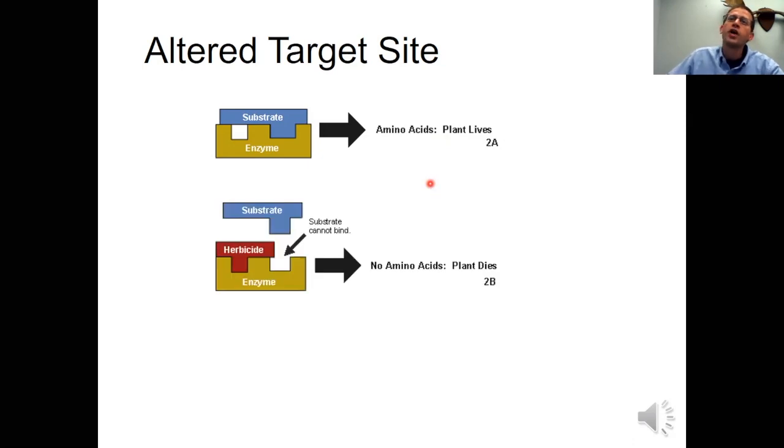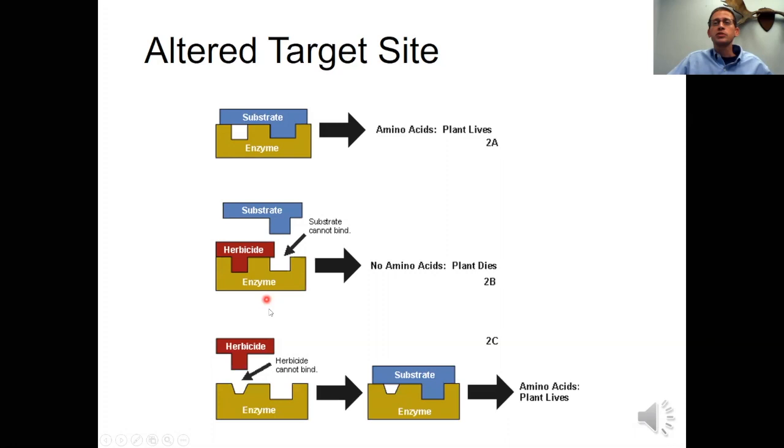Under cases of non-resistant plants, the herbicide actually will compete with that binding site for the substrate, preventing the substrate from binding, and therefore those amino acids are not produced and the plant dies. Altered site herbicide resistance occurs basically when we change that lock, and that herbicide is no longer able to bind to the enzyme, but the substrate can still bind to that enzyme and produce the amino acids the plant needs to live.